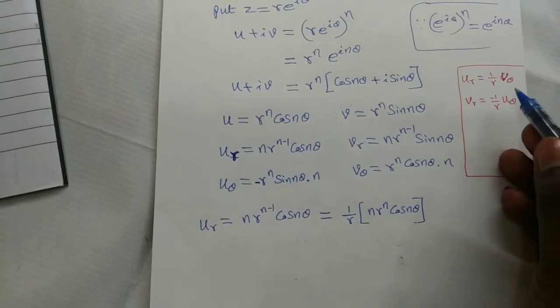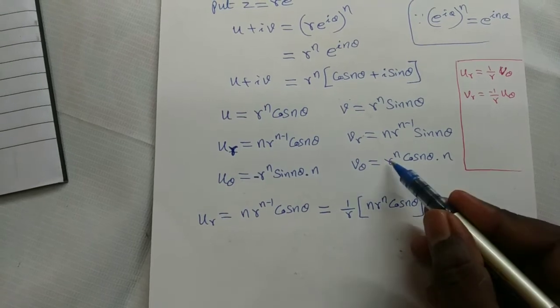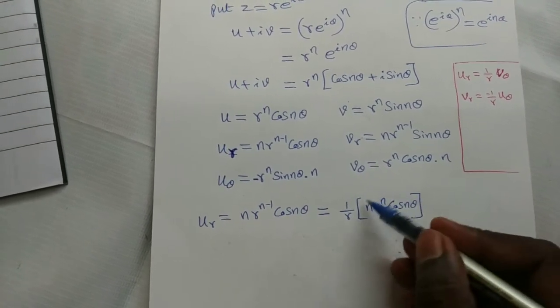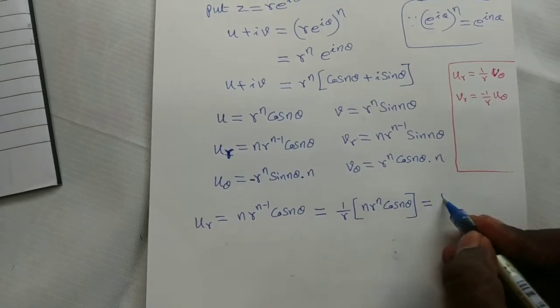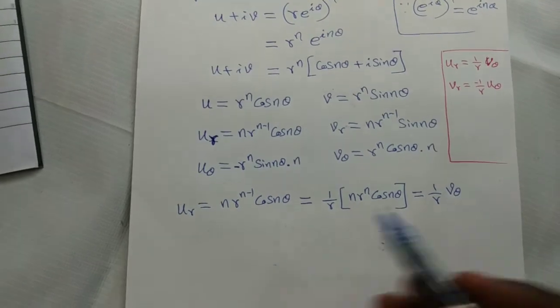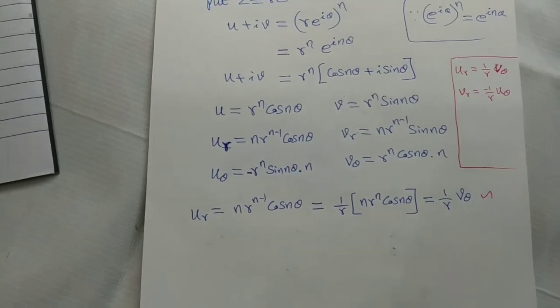But I want v theta. So you compare with v theta. Where is v theta? This is v theta: n into r power n cosine theta. So this is v theta. So that is 1 by r v theta. So ur is equal to 1 by r v theta. So that first equation is verified.